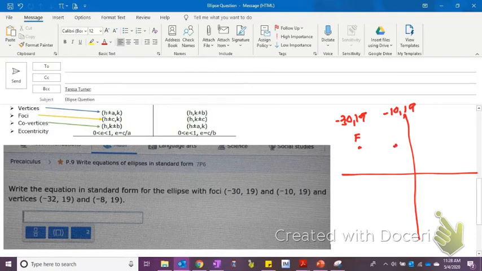So, if our two foci are horizontal, then it's going to be a horizontal ellipse. So we can find the center by finding the point halfway between those two. So if this is negative 30 and this is negative 10, then we would find our center, which is halfway between these two, at negative 20, comma 19. This would be our center, which is our H, K.